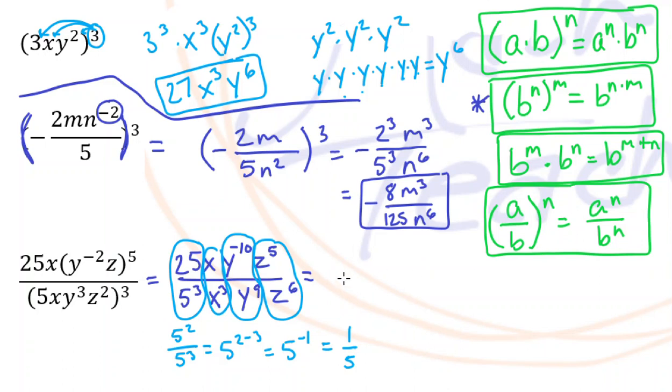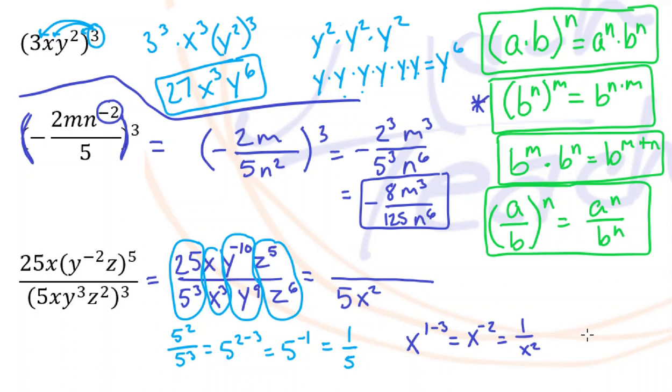Now, the whole answer is going to be one big fraction, so in that fraction there's going to be a 5 in the denominator. We'll do the same thing with the x's. We have x to the first power over x to the third power. That's x to the 1 minus 3, which is x to the negative 2 power, which is 1 over x squared. So that just means the x squared goes in the denominator also.